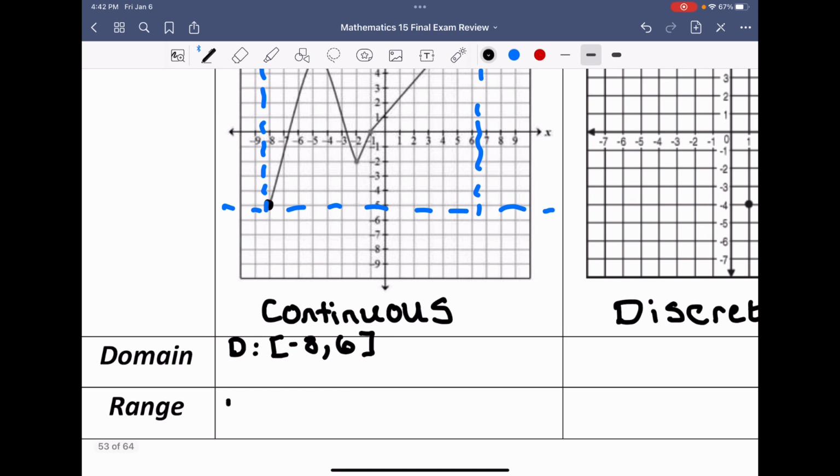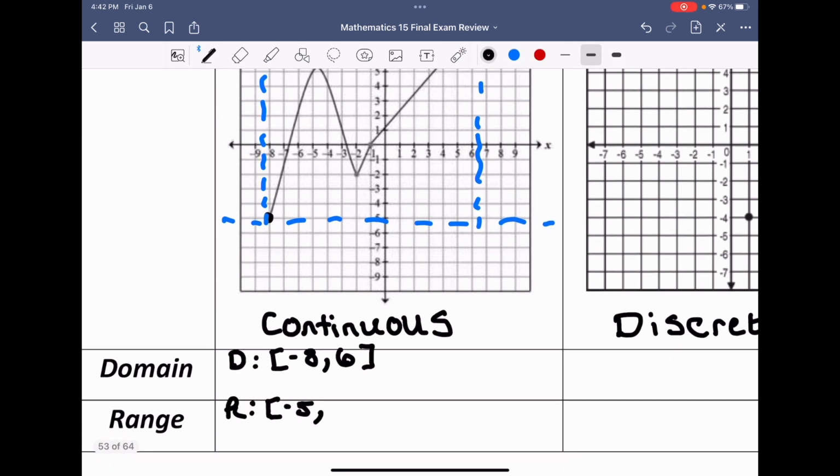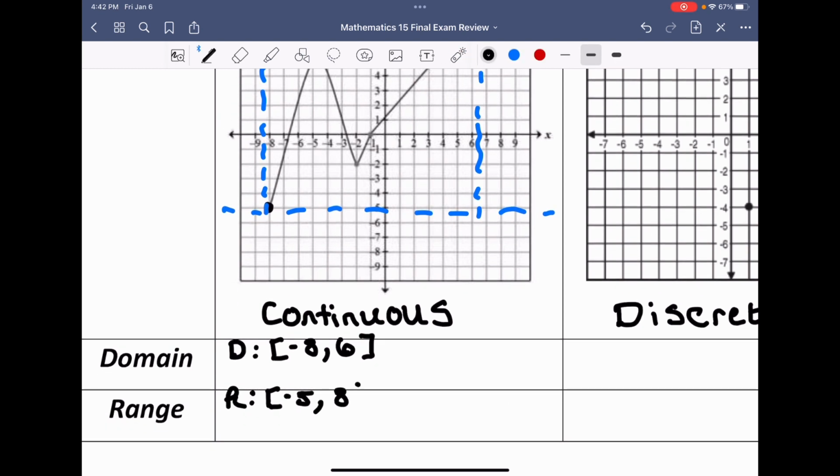Let's do the range in terms of interval, and then we'll do them both in terms of set. This graph goes as low on the y values as -5. So we put -5 and it is included because of the solid point, and we put a square bracket. We then go, how high does this go? It goes as high as +8 and it's included, meaning there is a square bracket. Square is included, round is not included.